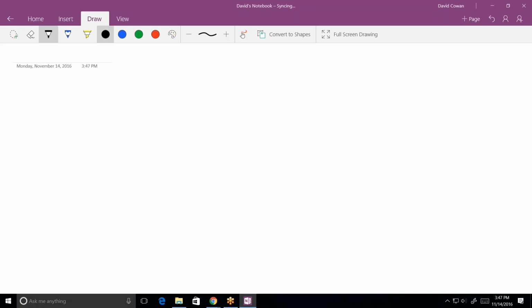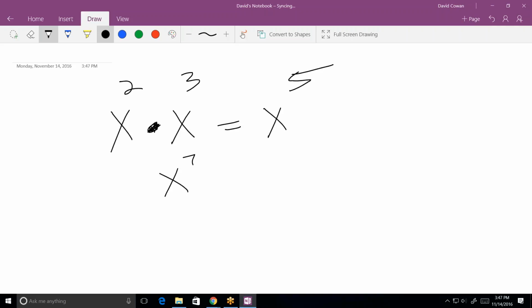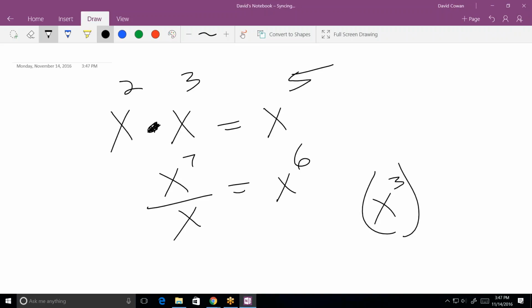Properties of exponents. I think you know these. What's that equal to? That's a multiplication. x to the 5th. What's this equal to? x to the 6th. And what is this equal to? x to the 6th. Mm-hmm. Okay.